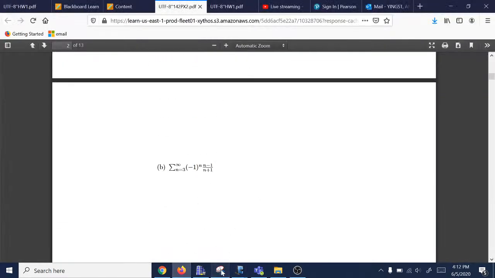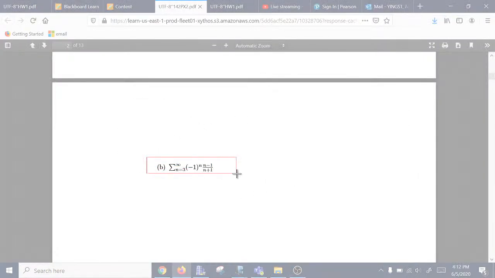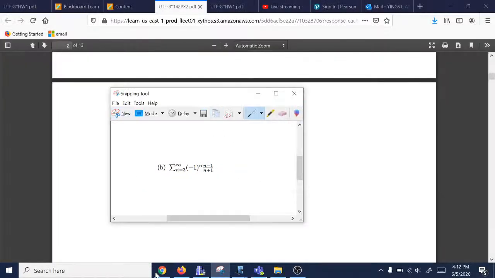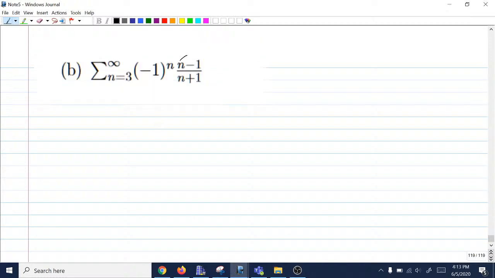And then what? And then we got this one. This one's alternating. It's usually really easy for an alternating series to converge. All you need is for the terms to go to 0. These terms are n minus 1 over n plus 1. That goes to 1. Is not 0. This series diverges by the divergence test.